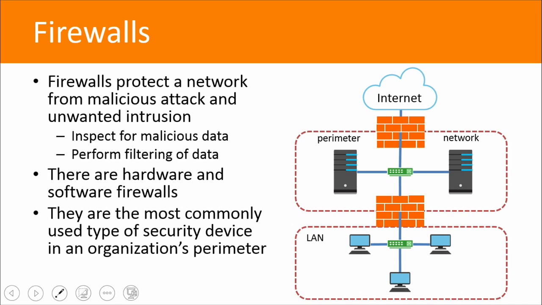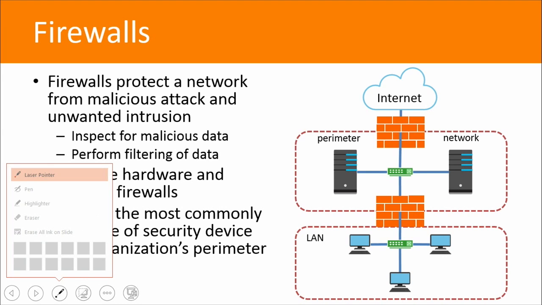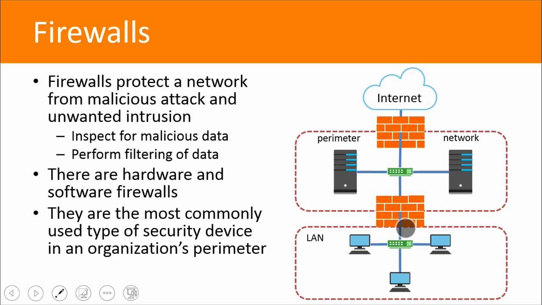Another thing that's really important to know is that firewalls are pretty ubiquitous. They are everywhere. They're the most commonly used type of security device, and you will almost always find them on an organization's perimeter, right? And here in this particular example, we have two right here. So we've got these two up here at the perimeter and then also protecting the LAN as well.